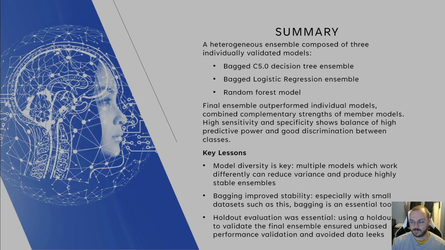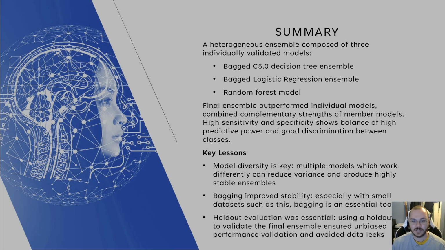In summary, the heterogeneous ensemble was composed of 3 individually validated models: a bagged C5.0 decision tree ensemble, a bagged logistic regression ensemble, and a random forest model. The final ensemble outperformed the individual models and combined the complementary strengths of the member models very well. This resulted in a high sensitivity and specificity, showing a strong balance of high predictive power and good discrimination between the classes. I think I have managed to create a very stable and powerful predictive model here.